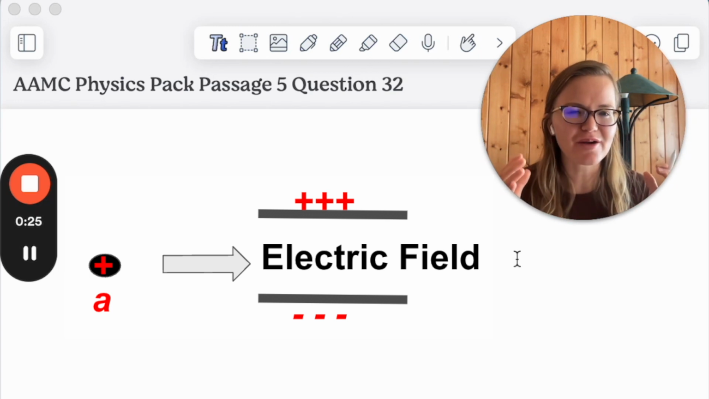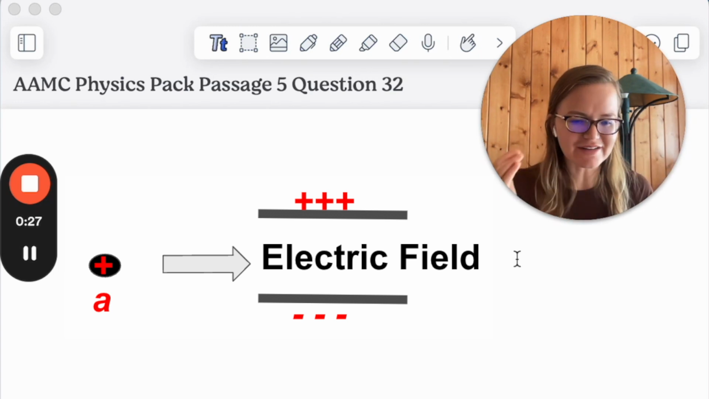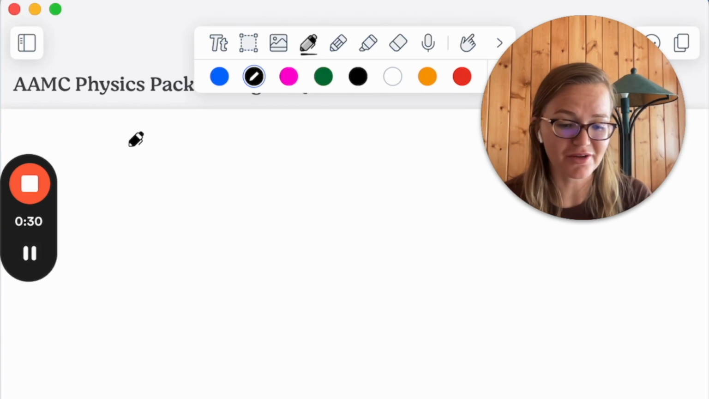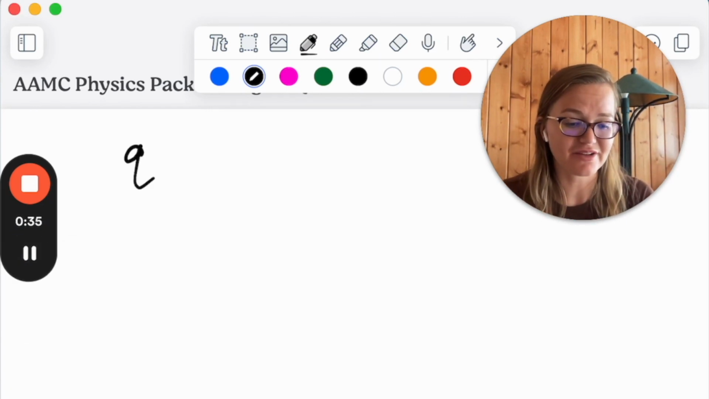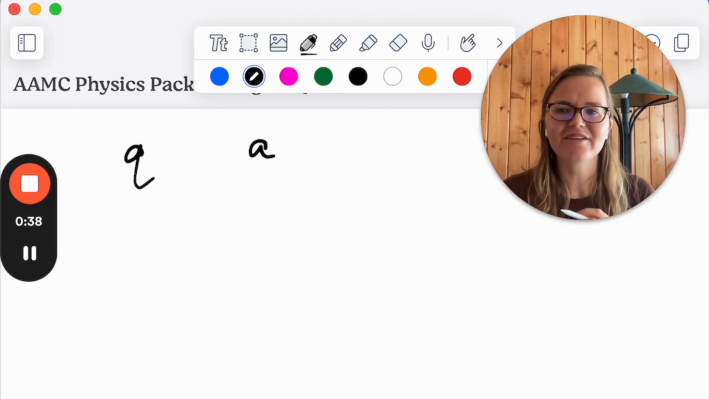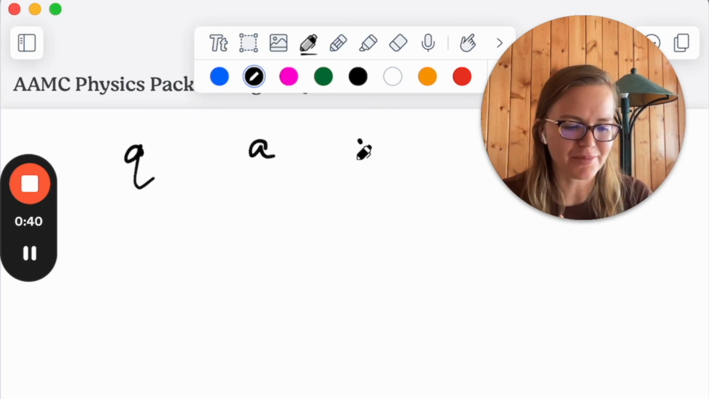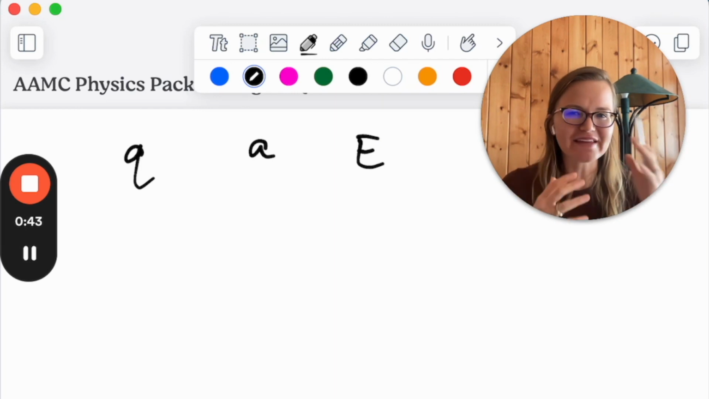So let's think about our variables here so we can figure out what equations we're going to need to use. Well, we know we have a charged particle, right? So we're probably going to want some equation that has Q in it. We're looking at acceleration. So we're going to want something with acceleration in it. And we're looking at an electric field, or a capital E. So what are some equations that relate these things?